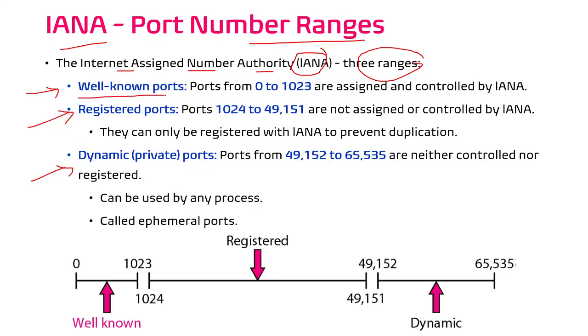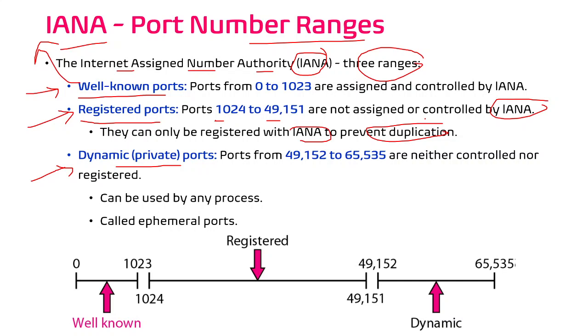You can relate here that the well-known port number is your unique port number, where the server is assigned this kind of port number. Dynamic port numbers are also called private port numbers or ephemeral port numbers. And there are the registered port numbers, ranging from 1024 to 49,151. They are not assigned or controlled by IANA. They can only be registered with IANA to prevent duplication.